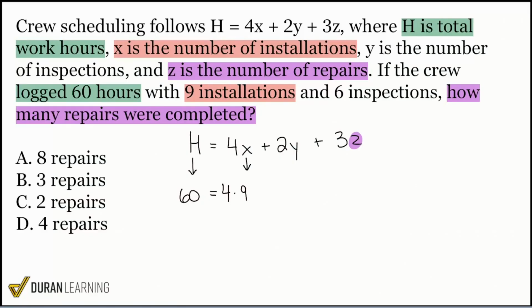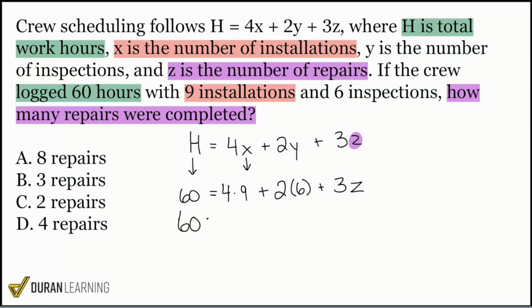Next up, we have 2Y. So we'll have 2 multiplied by Y. And what does Y represent? Y is the number of inspections, 6 inspections. So we'll replace Y with 6. And then we have 3Z. So all we have to do now is solve this equation, and we're good. Let's clean things up and let's get it going.